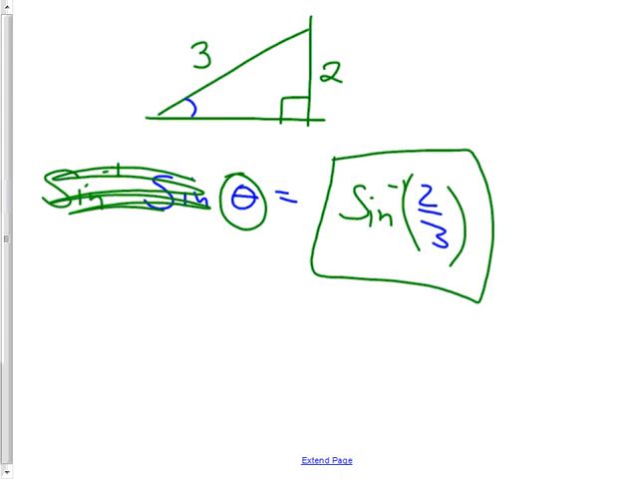Now, what did some people get? Give me an answer. Here you got 41.8. Give me another thing. All right, so which one was it?